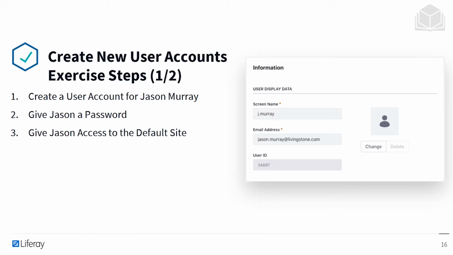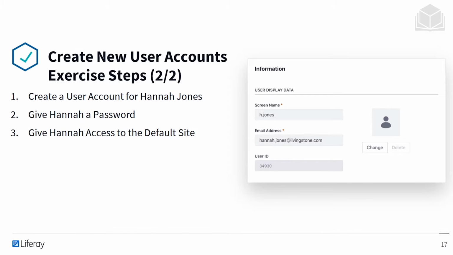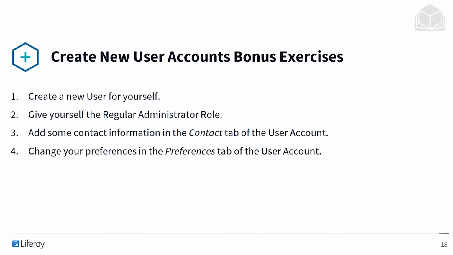Your first step will be to create a user account for Jason Murray. Then you'll define a password for Jason and grant Jason access to the default site. You'll repeat the same steps for the second user. You'll create a user account for Hannah Jones, define a password for Hannah, and grant Hannah access to the default site.